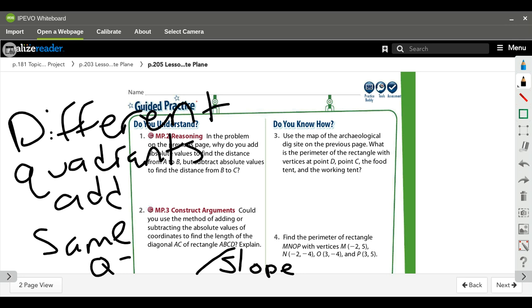So they don't have the same coordinates. They don't have the same x or same y. So we cannot add or subtract the absolute value.